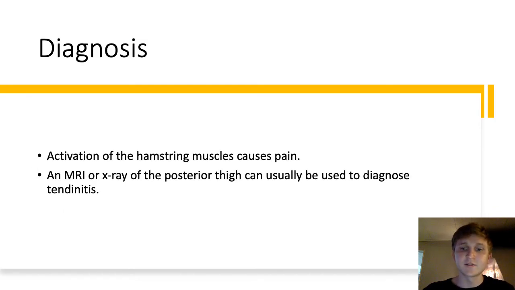So diagnosis of chronic hamstring tendonitis would most likely be done by, part 1, a physical examination in which any activation of the hamstring muscles is going to cause pain, and then they would know to take an MRI. And MRIs are pretty good at diagnosing tendonitis.